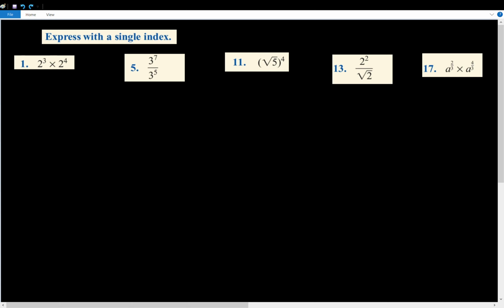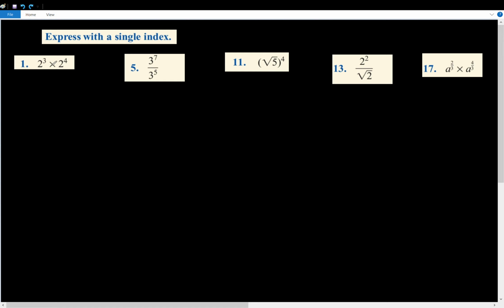This is questions 1, 5, 11, 13 and 17 from exercise 1.14 in Project Maths 3A. We have to express each of these with a single index. So what we're going to look at here is, this is all just applications of the indices rules.